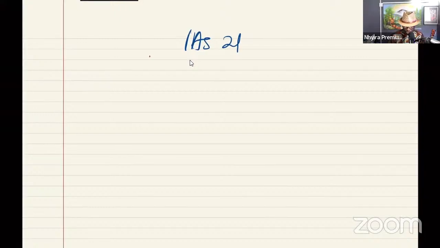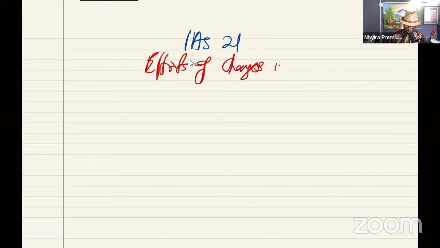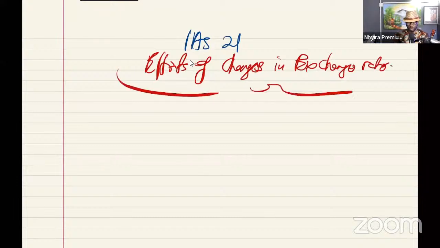Now, another thing that has come up that I'm told I need to share my thoughts on quickly is IAS 21, effects of changes in exchange rates. And this is FRCR related. What do we have to do when it comes to dealing with the effects of changes in exchange rates? Very simple, very sweet, very nice.